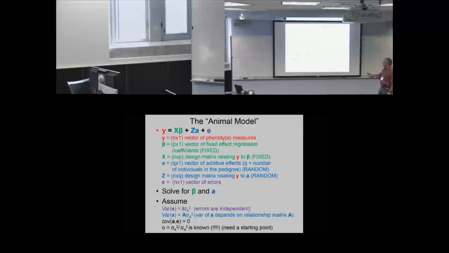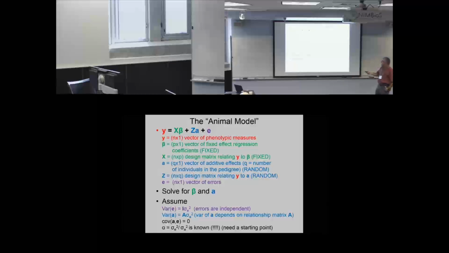Q is the number of individuals in the pedigree. Okay, notice that's different than the number of individuals measured. It can be the same, maybe N and Q are the same, but they can be different. Maybe your N individuals are in generation 10, right? And you've collected phenotypic data on them, but your pedigree goes all the way back to generation 1. So Q in this case is going to be much, much bigger than N because you're going to have 9 generations of family information beyond the individuals on which you've measured the phenotype.